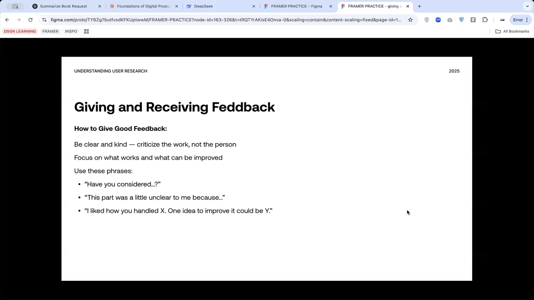Again, it says here to focus on what works and what can be improved. Again, focus on what works. This is clarity again. Be clear. What is working? What can be improved? That's what feedback is. Oh, this one is working. Oh, this one can be better.